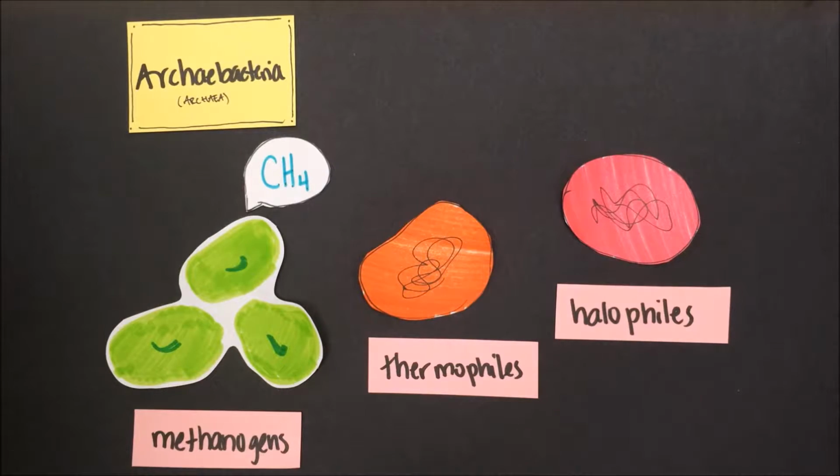Methanogens live in swamps and other places with very little to no oxygen. In fact, oxygen is toxic to them. As part of their metabolism, they give off the gas methane. They can be used by humans in sewage treatment plants.